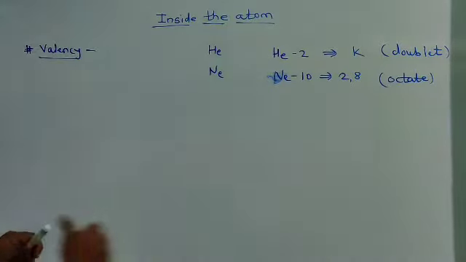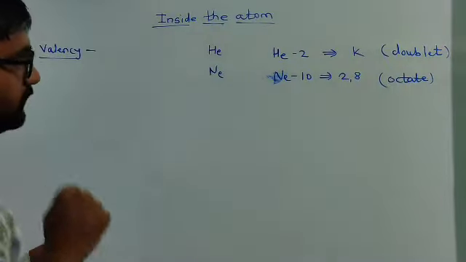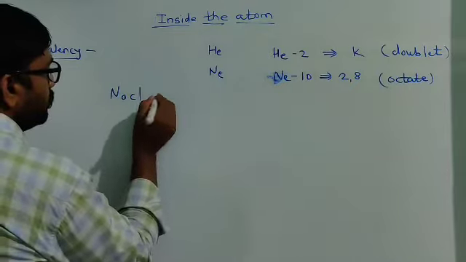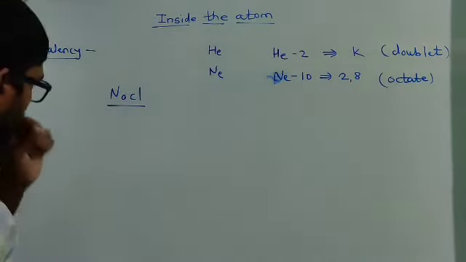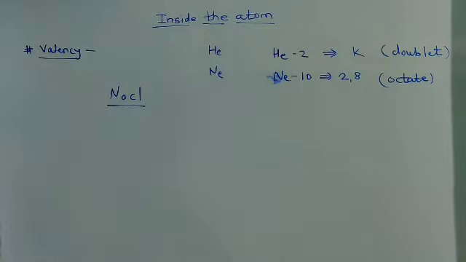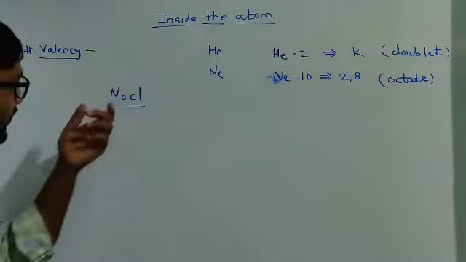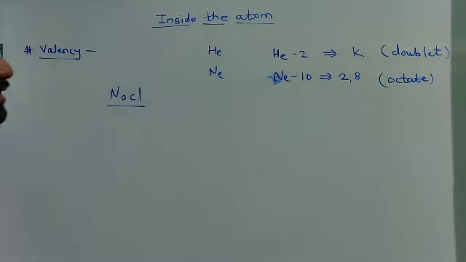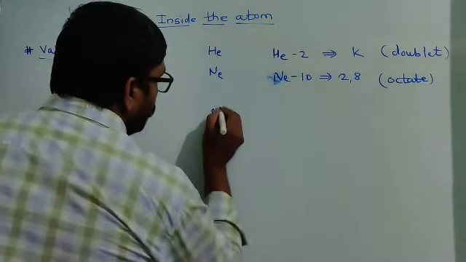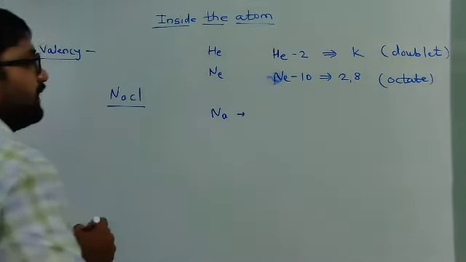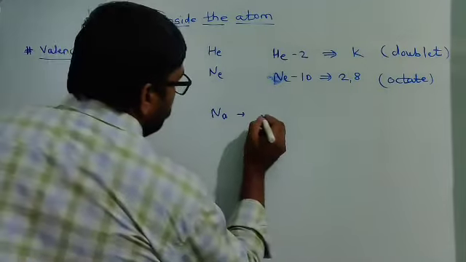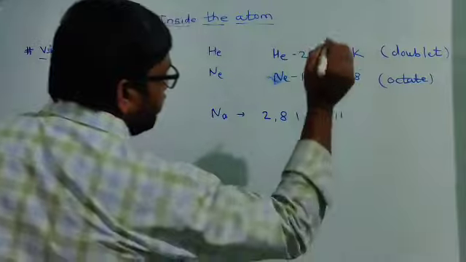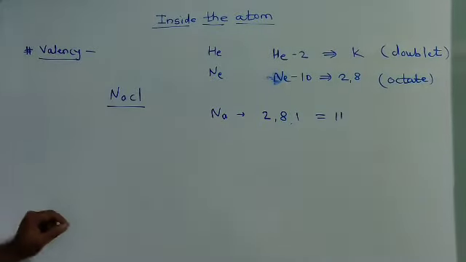If we see the example of NaCl, sodium chloride, that is the salt that we use in our kitchen. If we see the atomic structure of Na and Cl, we know Na has a total of 11 electrons, distributed as 2, 8 and 1.